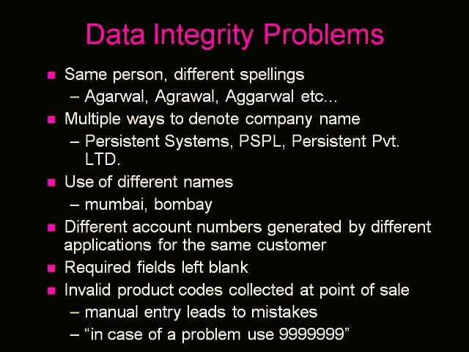Then invalid product codes collected at a point of sale. Some product codes, while collecting manually, you may commit mistakes and then product codes may be wrong. In case of a problem, we put an undefined number, a large number. All stars or nines or a large big number we write. So we can consider all of them as undefined later.